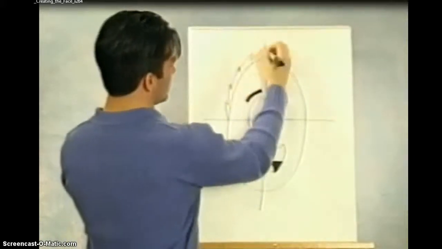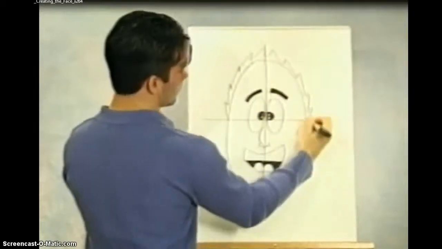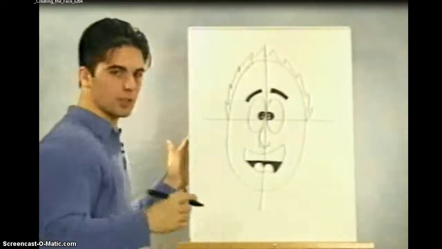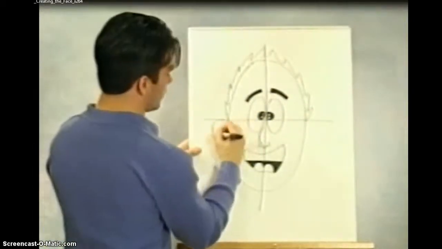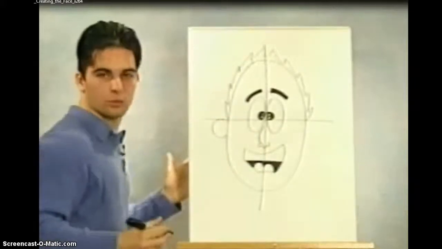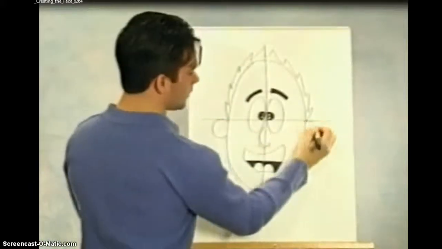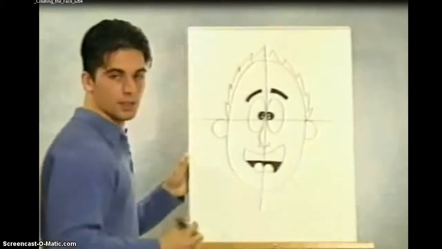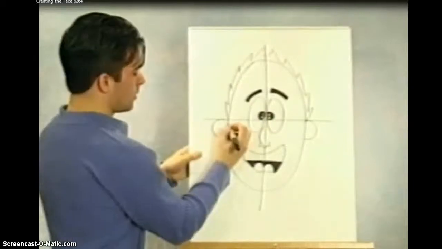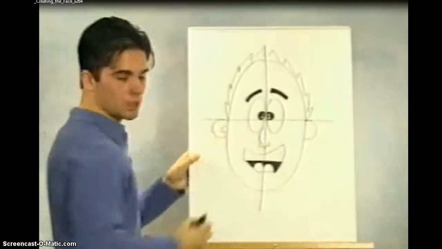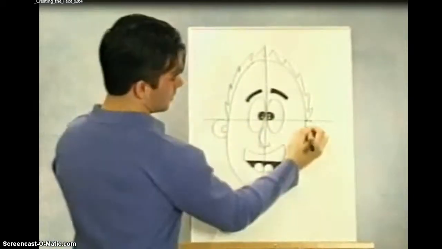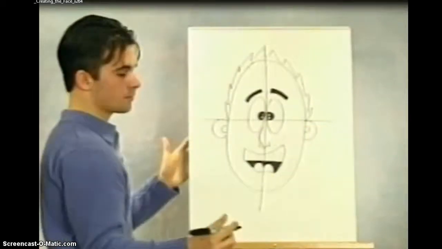I'll use my guidelines and make some spiky hair. Alright? And don't forget your ears. My ears, I'm just going to put circles, regular circles on the side that connect to the side of his head, like that. And then the inside of the ears, what I'm going to draw is a C and another C backwards, just like that.